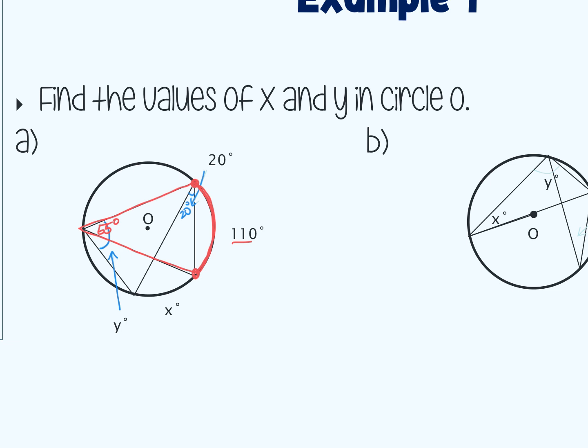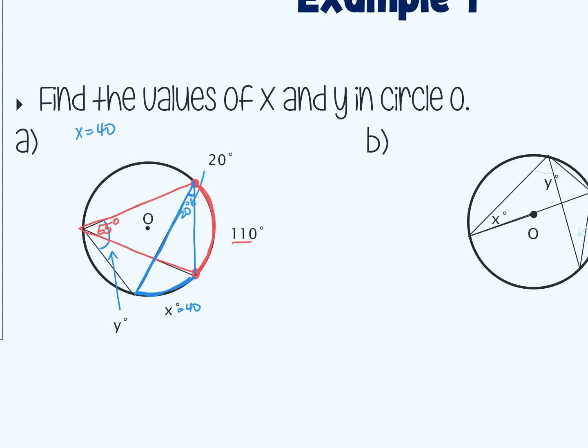The second thing they showed me is that this angle here was 20 degrees. Well, my inscribed angle here intercepts X, this arc right here. So if the angle is 20, this arc is going to be 40. So I know that X is going to equal 40.